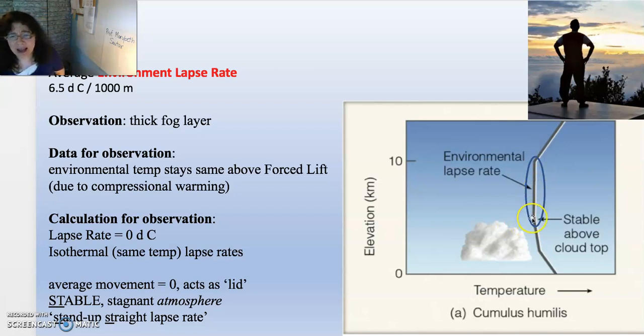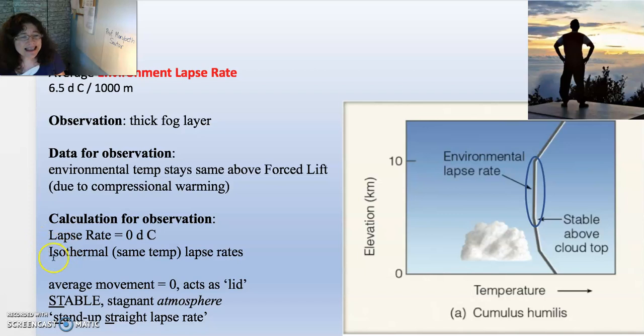In this area, you have temperature that stopped dropping. And when the temperature stopped dropping, this water vapor couldn't be warmer than the temperature above it that had stopped dropping in the atmosphere, in the environment. So this is known as an isothermal environmental lapse rate.